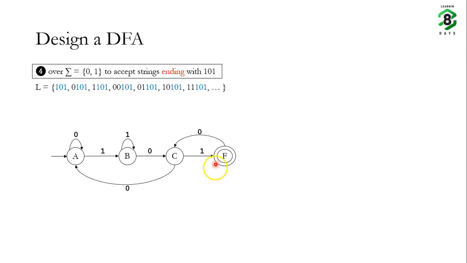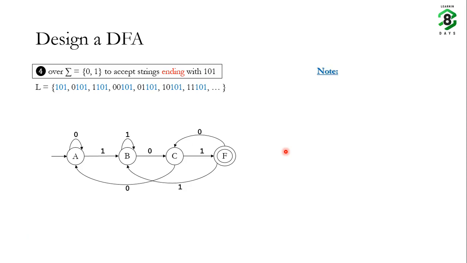Now what should happen if we receive a 1 in state F? That means we had received 101 so far, and after that we receive a 1. So after that, if we receive a 1, we can get another 0 and a 1 to come back to state F, and state B is the state from which, if we receive a 0 and a 1, we can come back to state F. So in state F, if we receive a 1, we should go back to state B. So that concludes the design of the DFA which accepts strings ending with 101.